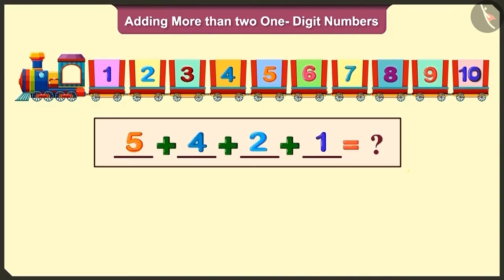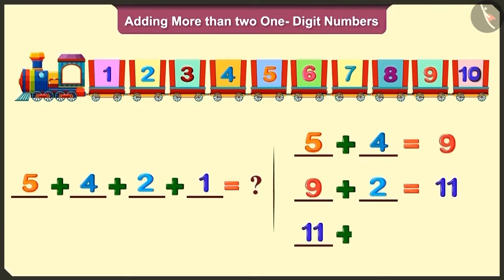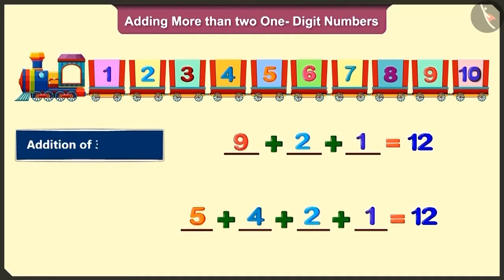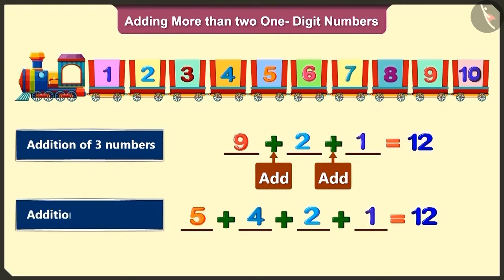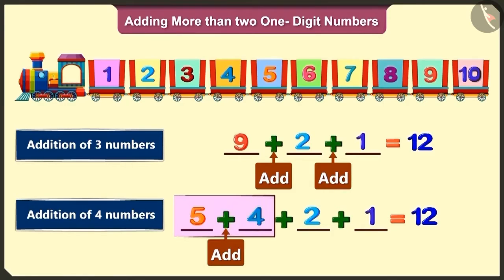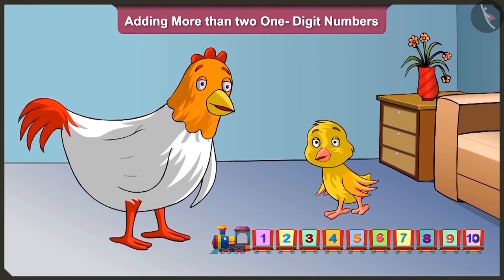Come on, now add these 4 one-digit numbers. Adding 5 to 4 will make 9 and adding 2 to 9 will make 11 and adding 11 and 1 will make 12. Oh wow! Here in the three numbers, 9 plus 2 plus 1 is equal to 12. And here in the four numbers, 5 plus 4 plus 2 plus 1 is equal to 12.